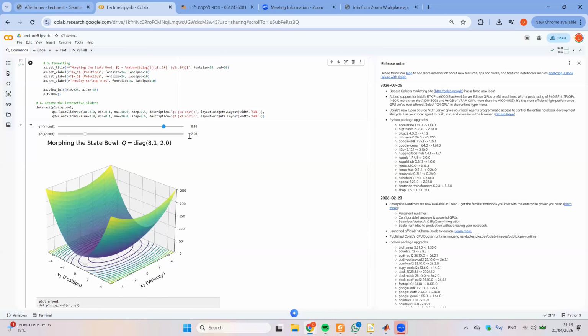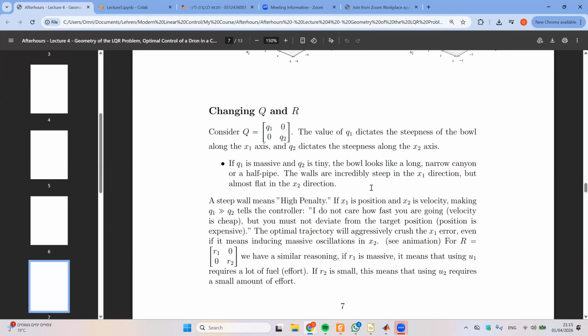Now, in many cases, in Newtonian systems, x1 is usually an indicator for position and x2 is an indicator for velocity. So when I take Q1 to be much greater than Q2, it's like telling the controller, I don't care. Let's say we need to go from point A to point B. I don't care how fast we will do it because velocity is very cheap. Q2 is very small. But it's important that the position will be perfect, because if we deviate from the perfect straight line, it will cost a lot of money.